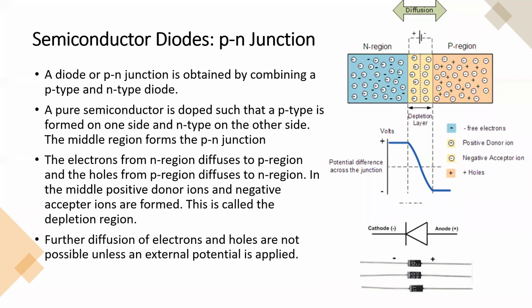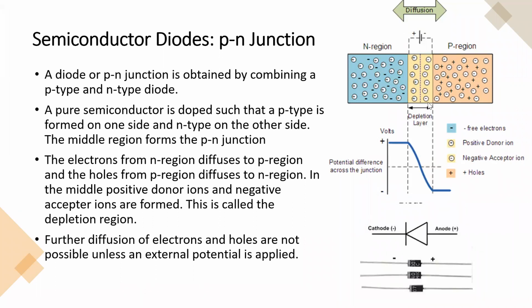Okay, so further diffusion of electrons and holes is not possible unless an external potential is applied. Here the electrons cannot move to this side because there is a layer of positive ions. They will push back the electrons. They will not allow the electrons to come, because they will repel the free electrons, since they are positive ions, right? So they will not allow them to come to this side.